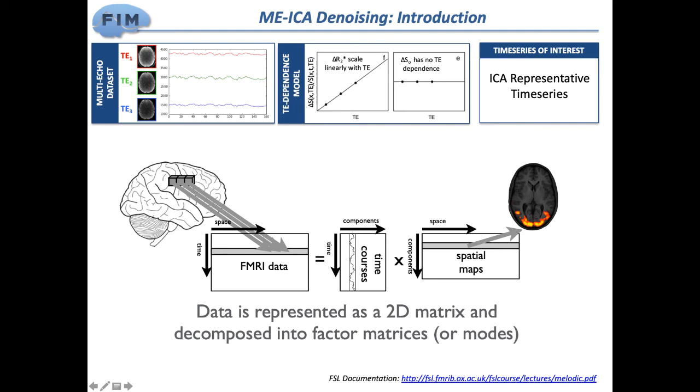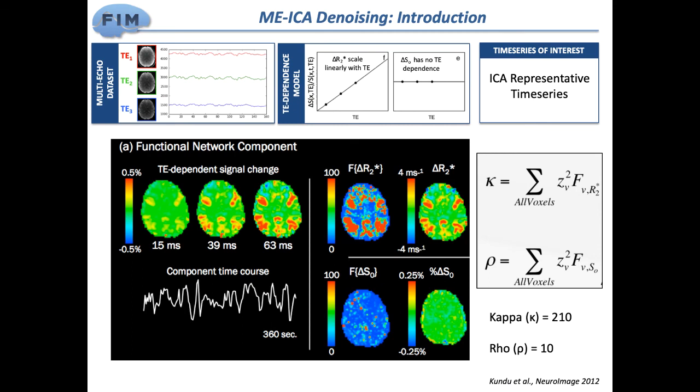So the MEICA approach is you take your time series and you do ICA. So you essentially change your data, which is originally space and time, and split it into components in time and components in space. And these are the inputs to MEICA denoising. And the way it works is you can now look at each of these components. So this is an example of one component that is probably BOLD weighted.